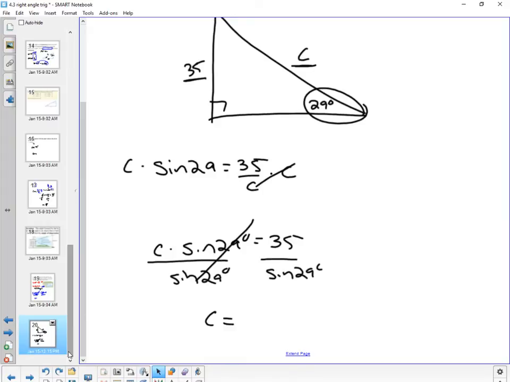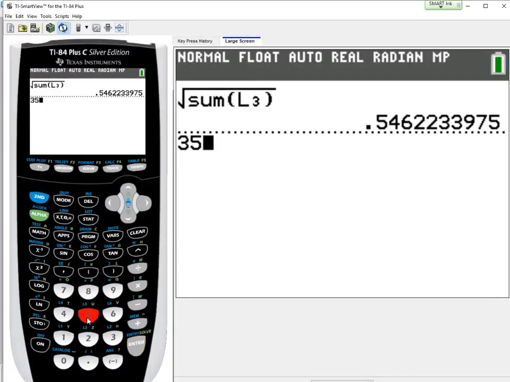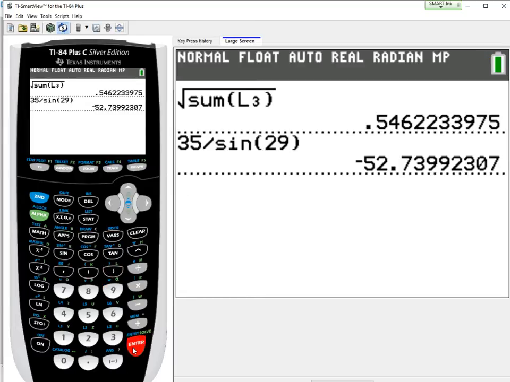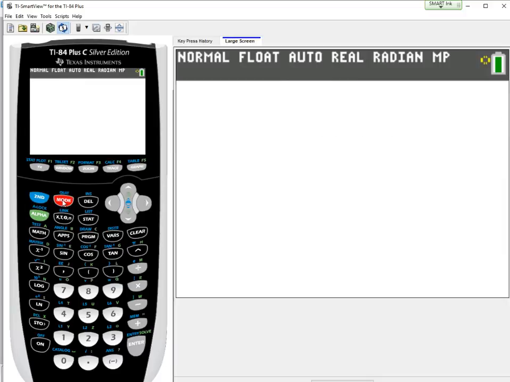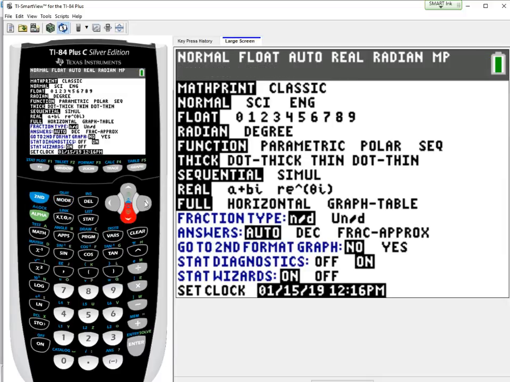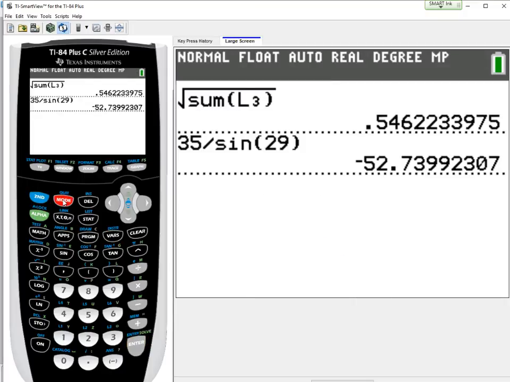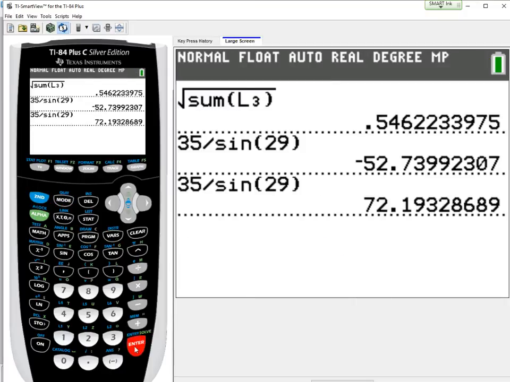And then I'm going to take my calculator. I'm going to do 35 divided by the sine of 29. Am I in degrees? Snap, I'm not. I don't want to type it again, so I'm going to go to mode, degree, and if I enter again, it should give it to me with degrees. So there it is, that's the length of C: 72.19. It's not very nice. Okay? Cool? Other questions?